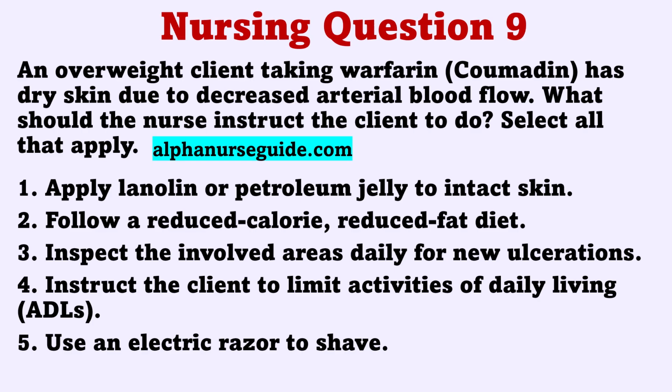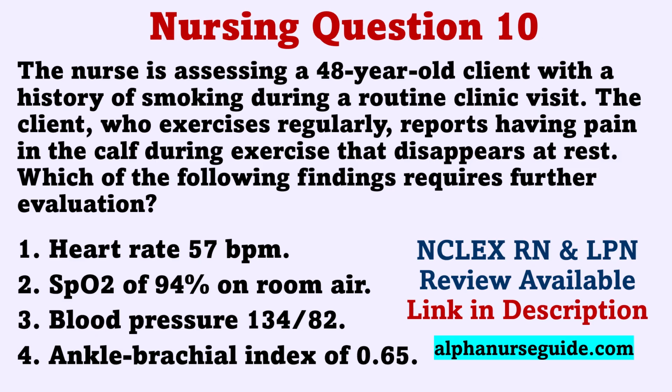The nurse is assessing a 48-year-old client with a history of smoking during a routine clinic visit. The client, who exercises regularly, reports having pain in the calf during exercise that disappears at rest. Which of the following findings requires further evaluation? 1. Heart rate 57 beats per minute. 2. Oxygen saturation of 94% on room air. 3. Blood pressure 134/82. 4. Ankle brachial index of 0.65.